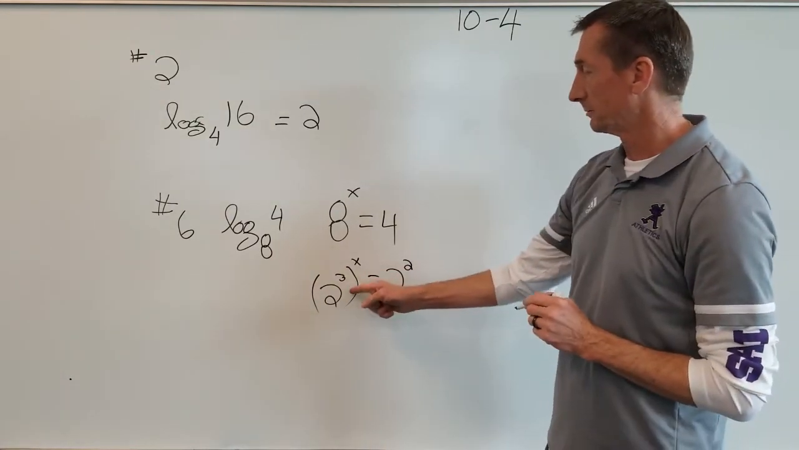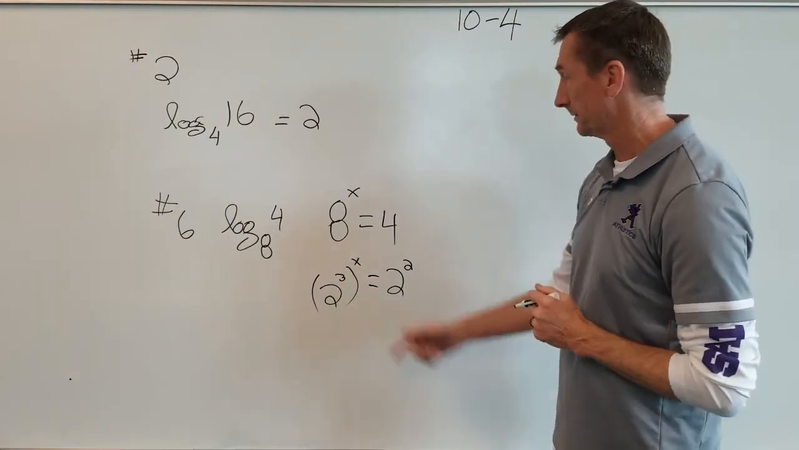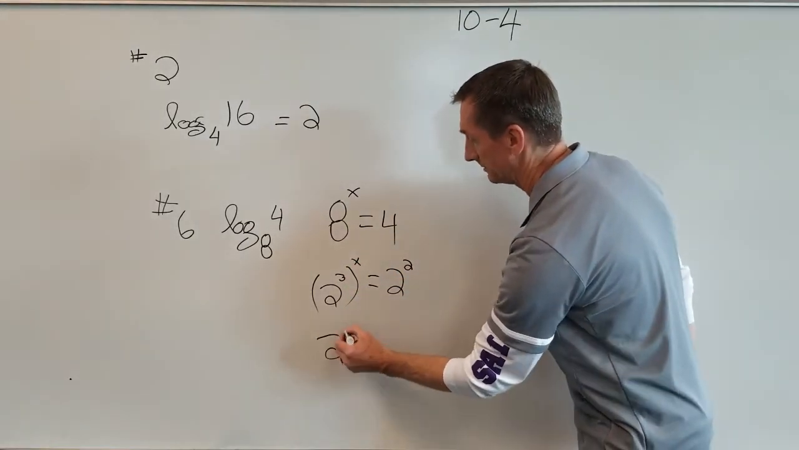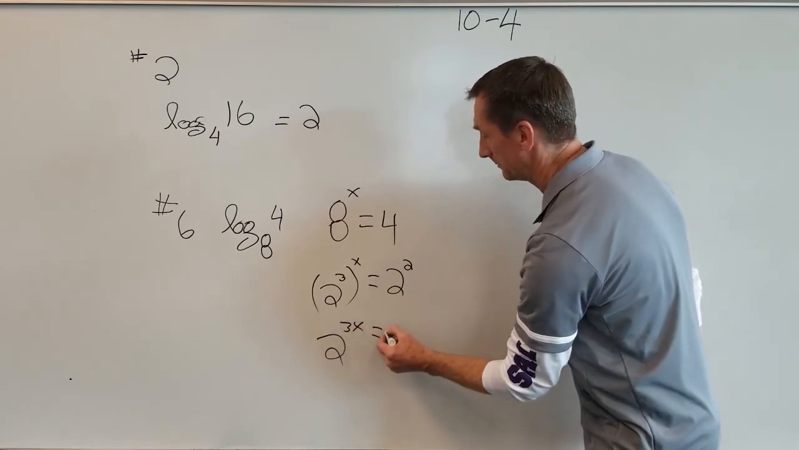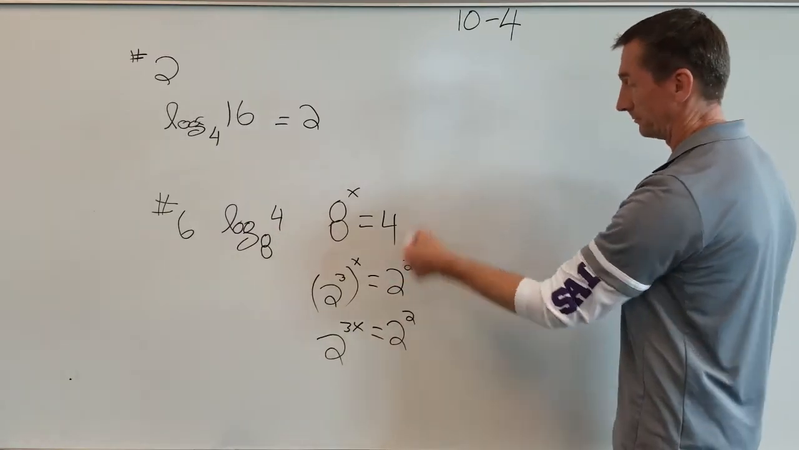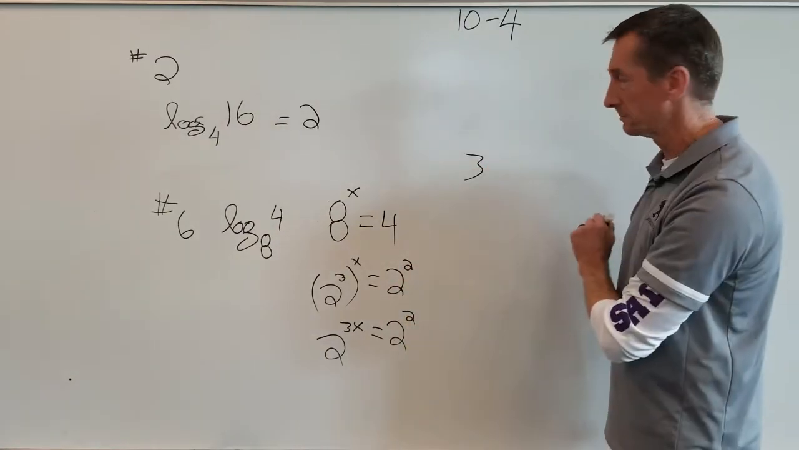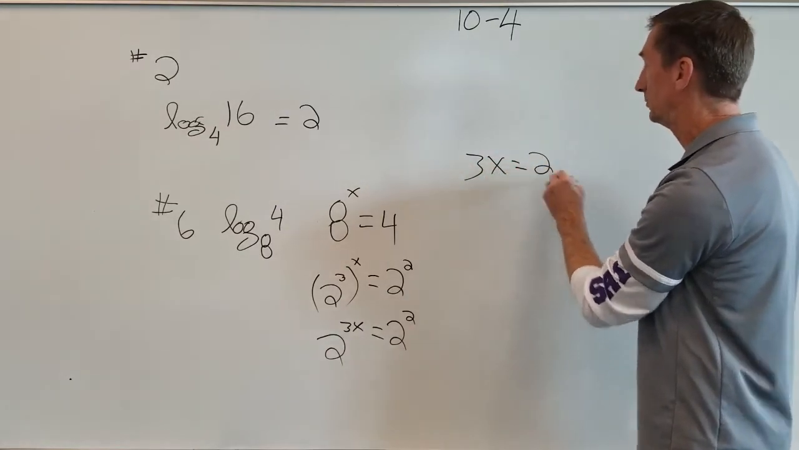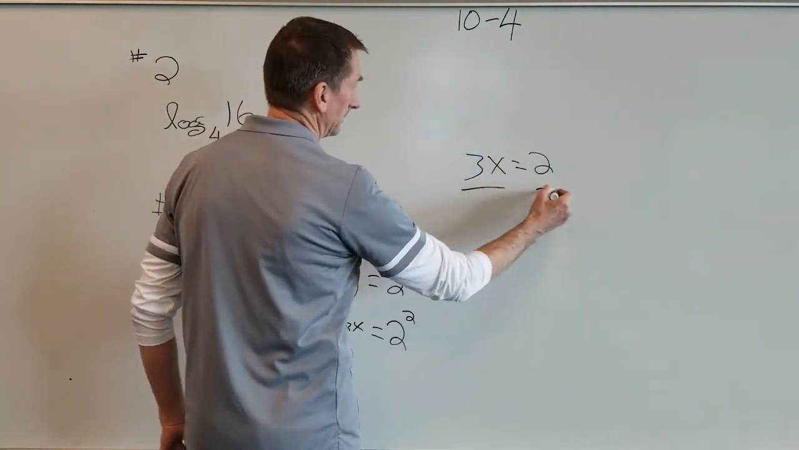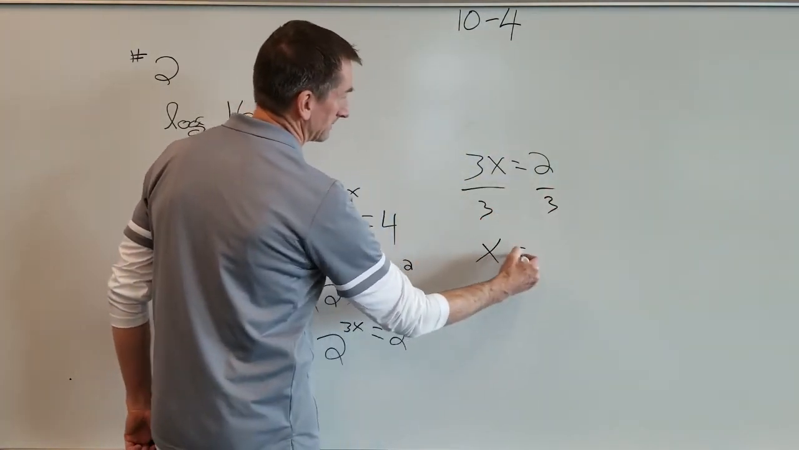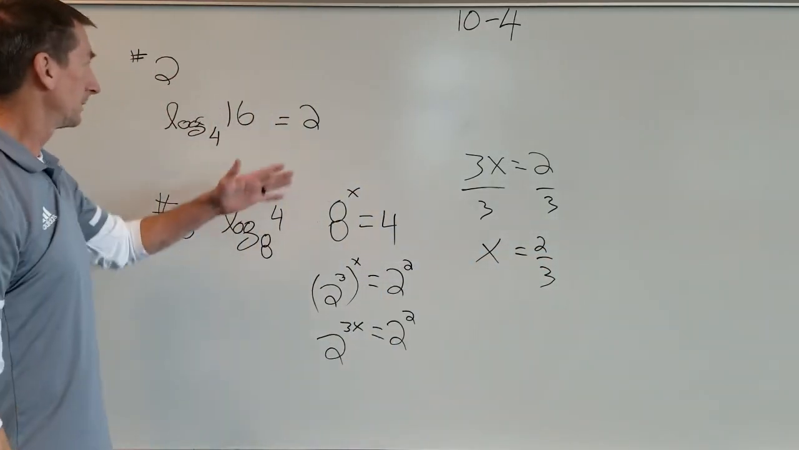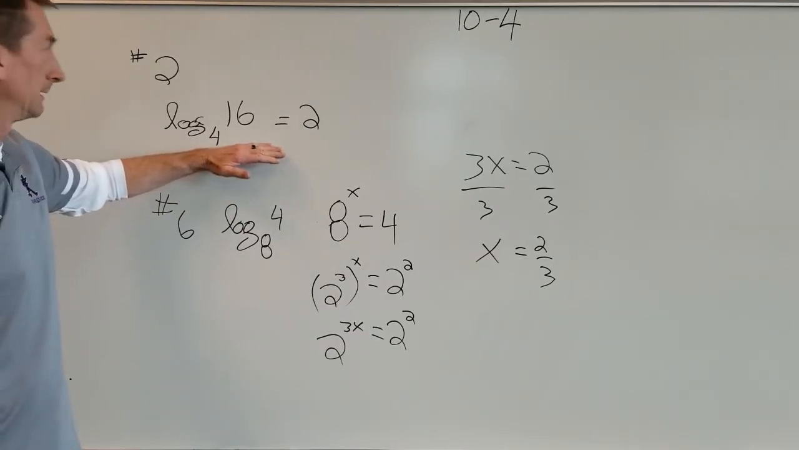This was rule number 1 of the rules of exponents. An exponent raised to an exponent is the same as multiplying, so I can simplify this as 2 to the 3x is equal to 2 squared. Now, equating the exponents, 3x is equal to 2. So I divide both sides by 3, and I know that x is equal to 2/3. Get the idea?